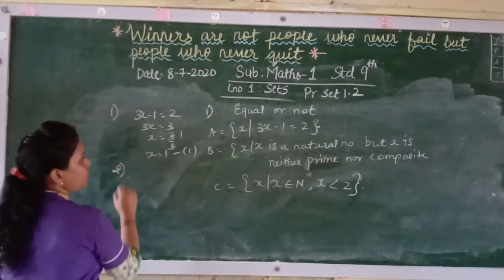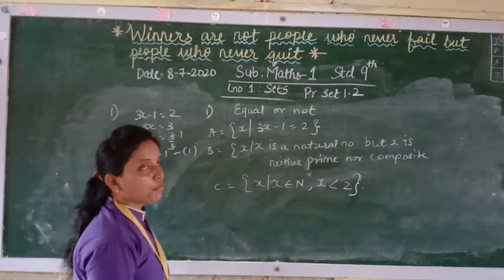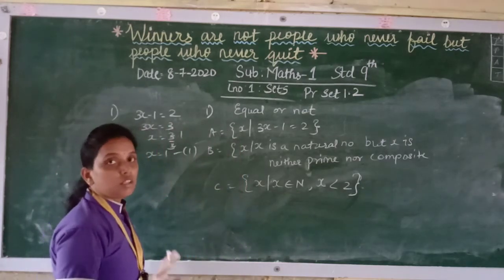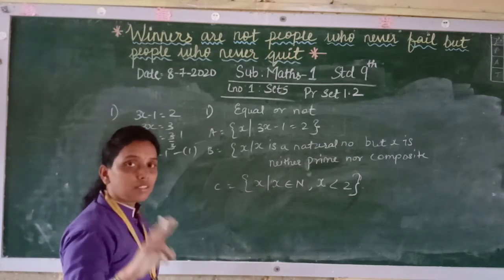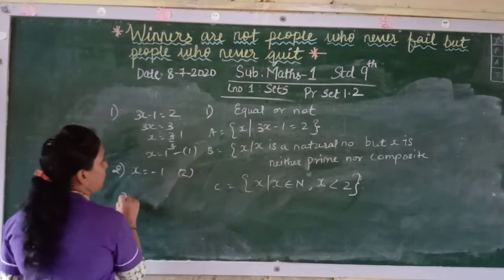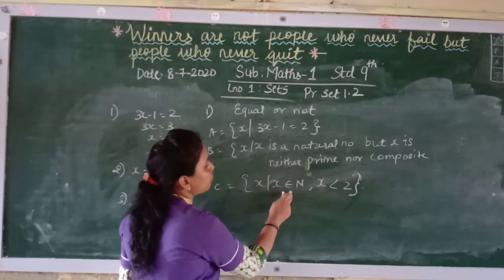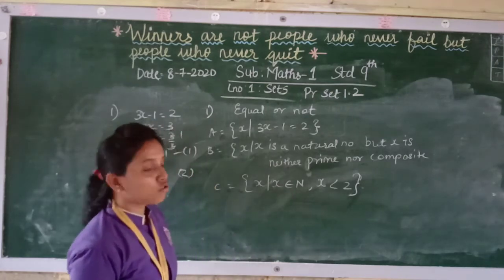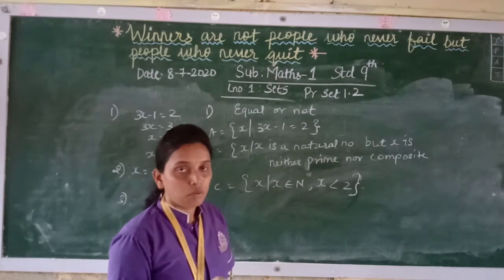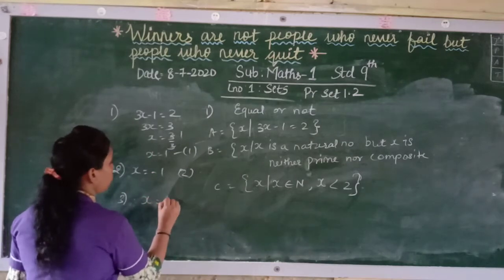And for second one, x is a natural number, but it is neither prime nor composite. It is 1 because 1 is neither prime nor composite. So here also you will get x is equal to 1. Now third, x is an element of natural numbers, and x is less than 2. Natural numbers start from 1, 2, 3, 4, and less than 2 means it becomes 1. So x is equal to 1.